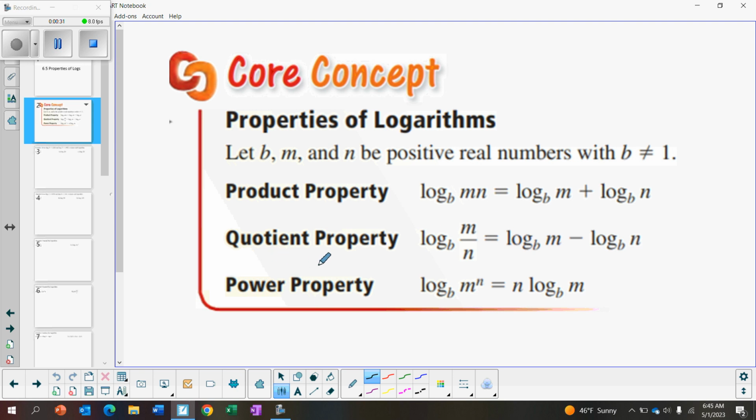For quotient, for division, we're going to turn that into subtraction. So log base b of m over n becomes log base b of m minus log base b of n. And the power property says if I have an exponent, I can actually move that to the front as multiplication. So m raised to the n power is really n times log base b of m.